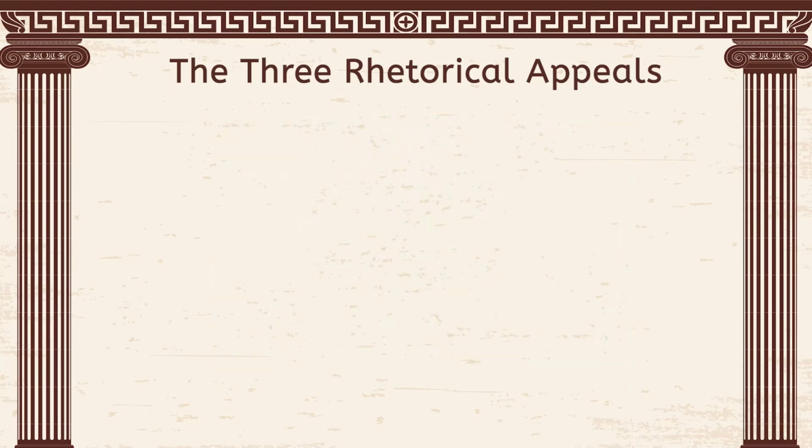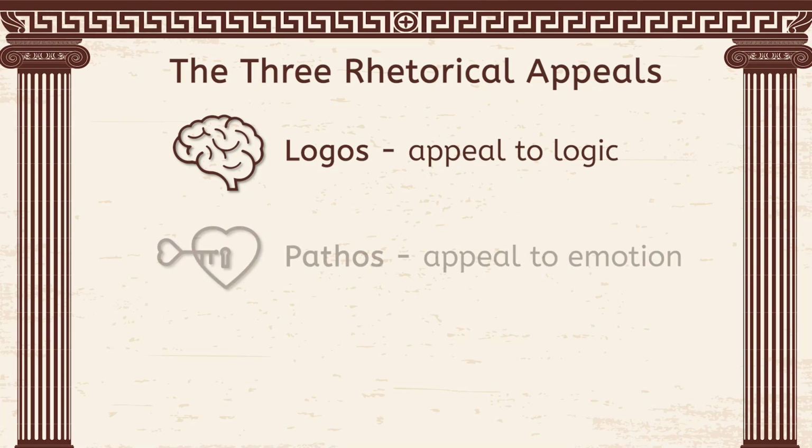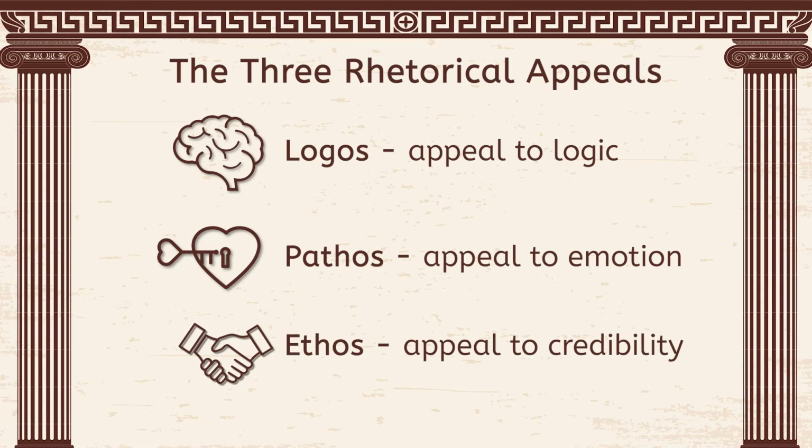Let's break them down. First up, we have logos, which is an appeal to logic. Then we have pathos, which is an appeal to emotion. Finally, we have ethos, which is an appeal to credibility.